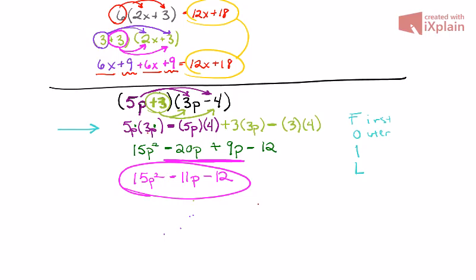I represents inner. So notice that the 3 and the 3p are the two terms that are kind of mashed in the middle. And then L stands for last. So the positive 3 in the first grouping and the negative 4 in the second grouping are the last terms in their binomials. And that's exactly what we have here. So 5p times 3p, these are the first terms in the binomials. 5p times 4 are the outer terms when you just look at the multiplication that you've seen here. 3p and 3 are the inner terms, and 3 and negative 4 are the last terms in both of the expressions.